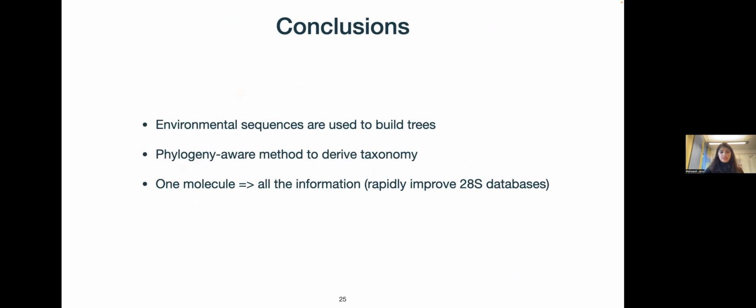So just to summarize this work, we showed that we can sequence environmental diversity with PacBio. We can do long-read metabarcoding, and we can analyze it in a phylogenetic framework, from assigning taxonomy to building more robust phylogenies.